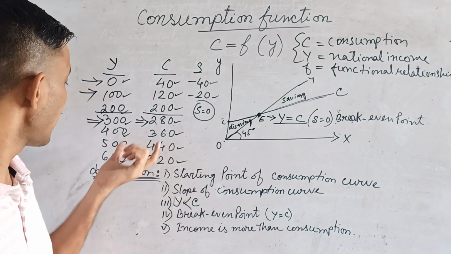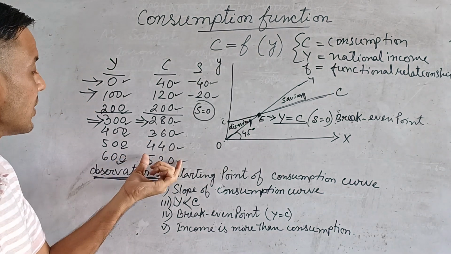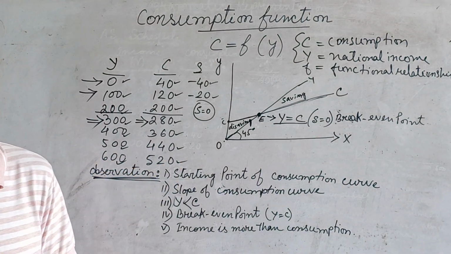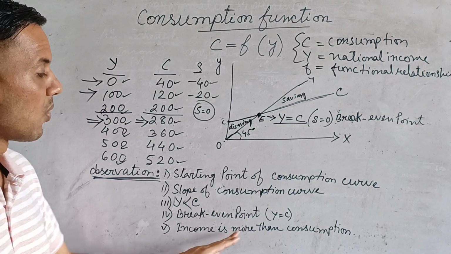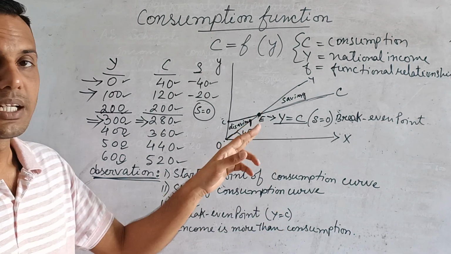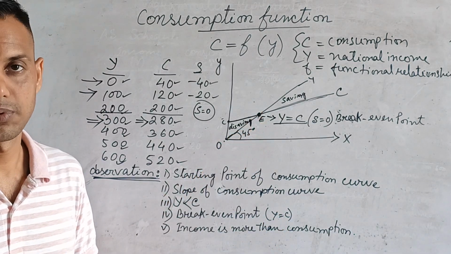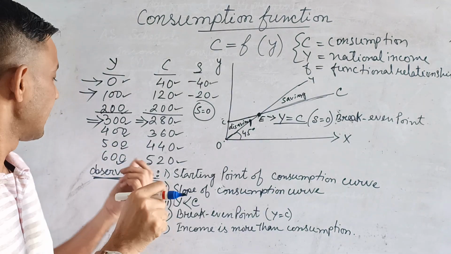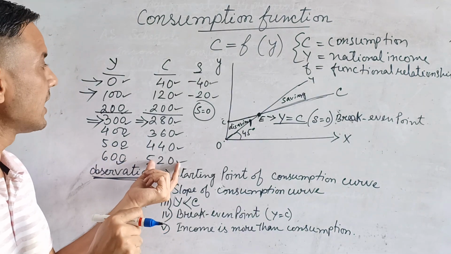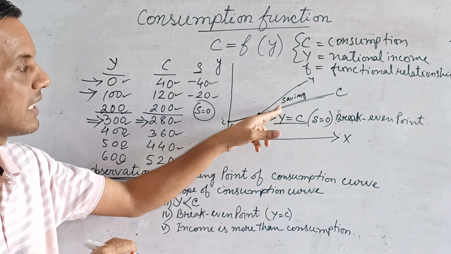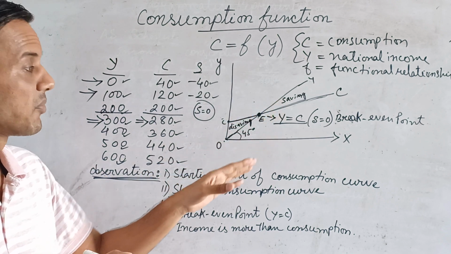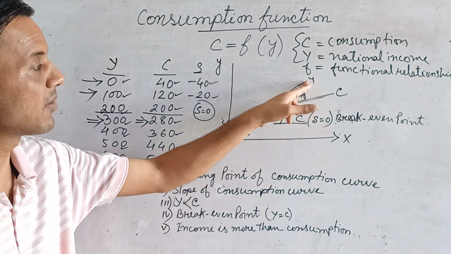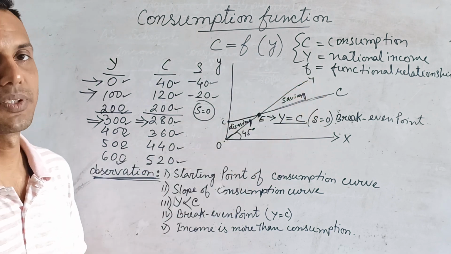It means when income is more than consumption. See, income is 600, consumption is 520. So when income is more than consumption, then you start to save. You start to save when income is more than consumption. For example, see here. So it means the difference between the 45-degree line and this consumption curve is called the savings.